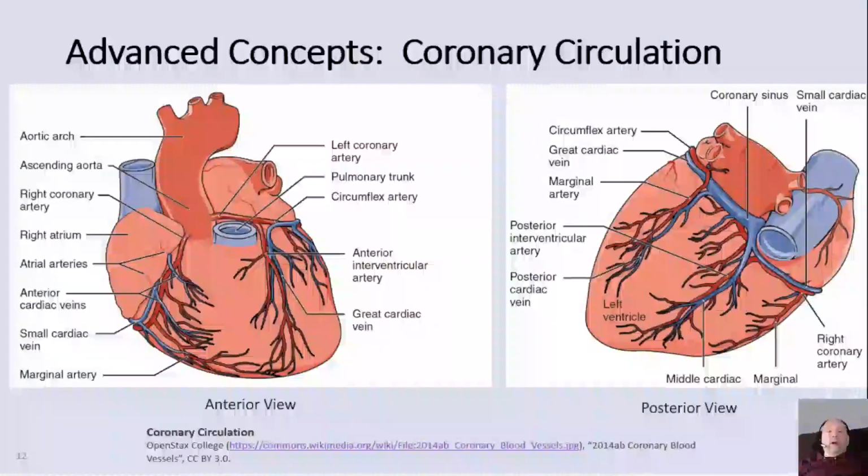Myocardial cells require a constant supply of oxygen and nutrients because the heart never stops to rest. To support this requirement, oxygenated blood reaches the heart through the coronary arteries, which branch off the aorta just above the leaflets of the aortic valve.